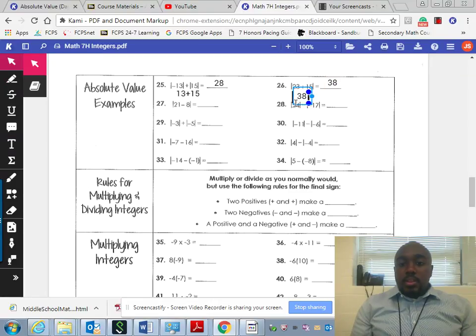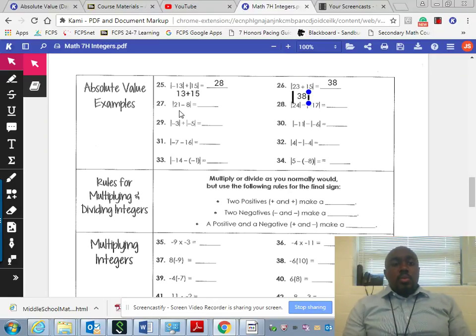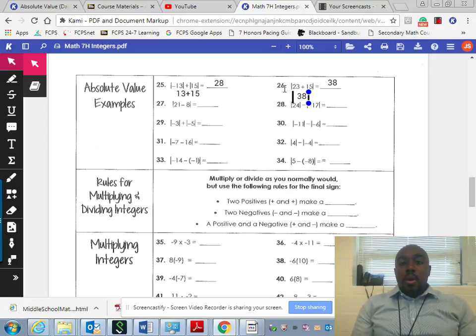Okay, let's keep rolling. Now we have the absolute value of 21 minus 8. So just like this problem, we're going to do what's in the operation first and then find the absolute value of that number. So 21 minus 8 is going to be 13. So now we are left with the absolute value of 13. And just like all of the other absolute value problems, we always have a positive answer. So the absolute value of 13 is going to be positive 13.